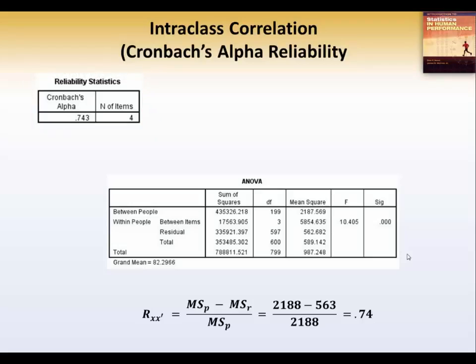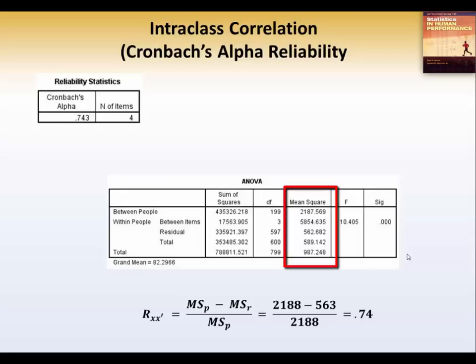In the middle of the figure, we have an ANOVA table, just like we've seen before. It has sums of squares, the degrees of freedom, mean squares, an F, and a significance. We're really not interested in all of those aspects of the ANOVA table. We're going to use selected pieces of the ANOVA table. In particular, we're going to use the mean squares to estimate the intraclass reliability.